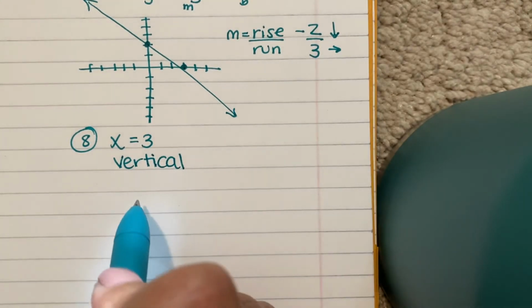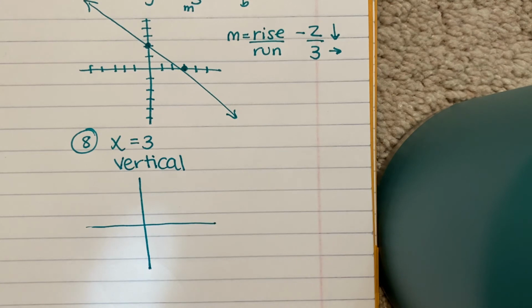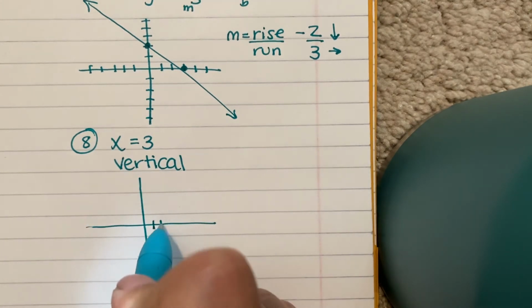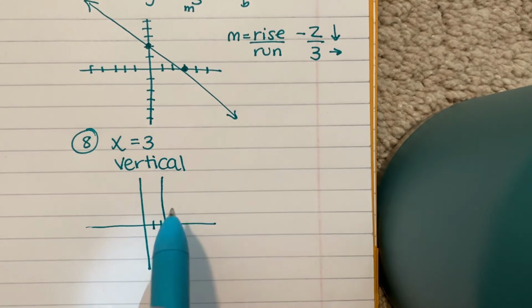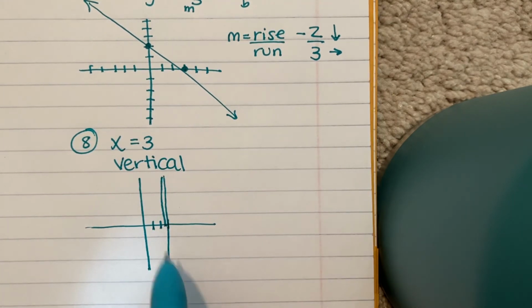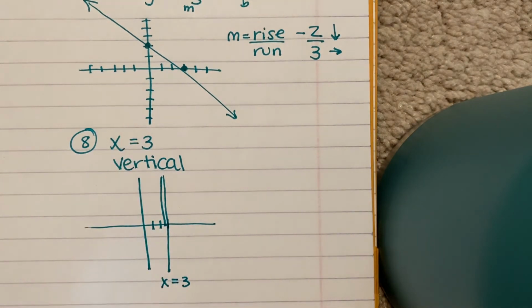So we're going to make our graphs. We'll start with 8, I guess. You're going to go to 3 on the x-axis. There is no y, so it should never touch the y-axis. So I go to 3 on my x-axis, and I draw a vertical line. So x equals 3. It's a vertical line. There is no y in the equation, so it should never cross the y-axis.